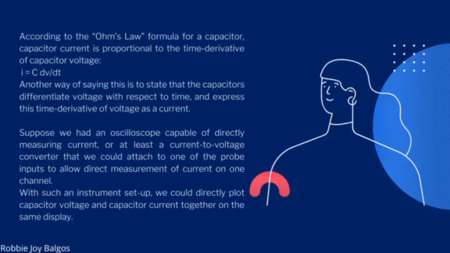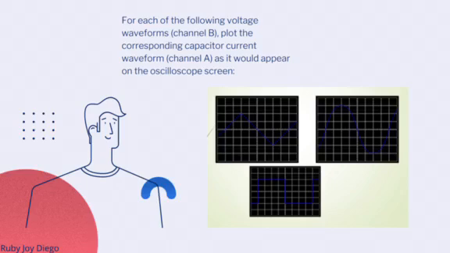Suppose we had an oscilloscope capable of directly measuring current, or at least a current-to-voltage converter that we could attach to one of the probe inputs to allow direct measurement of current on one channel. With such an instrument setup, we could directly plot capacitor voltage and capacitor current together on the same display. For each of the following voltage waveforms, channel B, plot the corresponding capacitor current waveform, channel A, as it would appear on the oscilloscope screen.